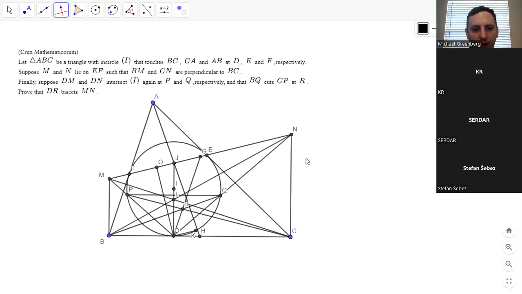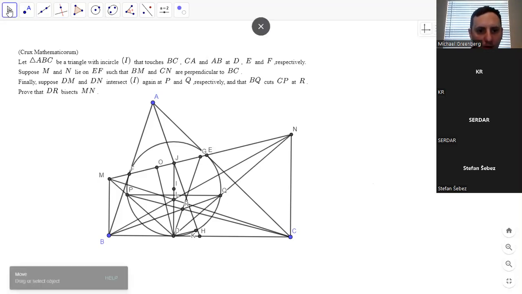Actually, that's kind of interesting. So if we let G prime be the midpoint of MN, we want to show that G prime BC and DPQ are perspective. But PQ and BC meet at the point at infinity. So what would that mean? Oh, I think I solved the problem.